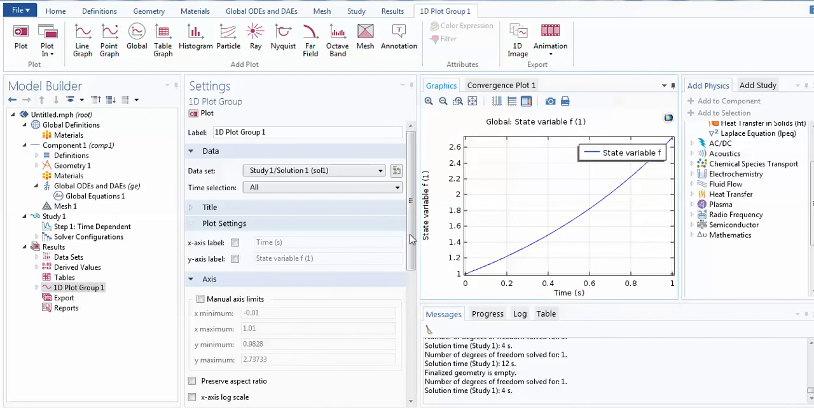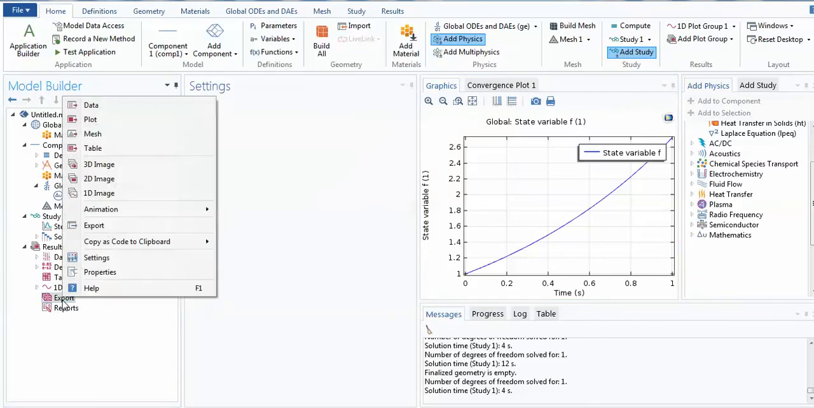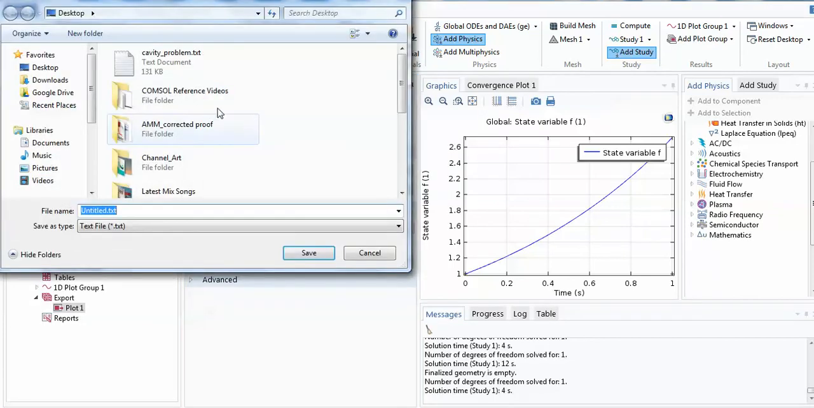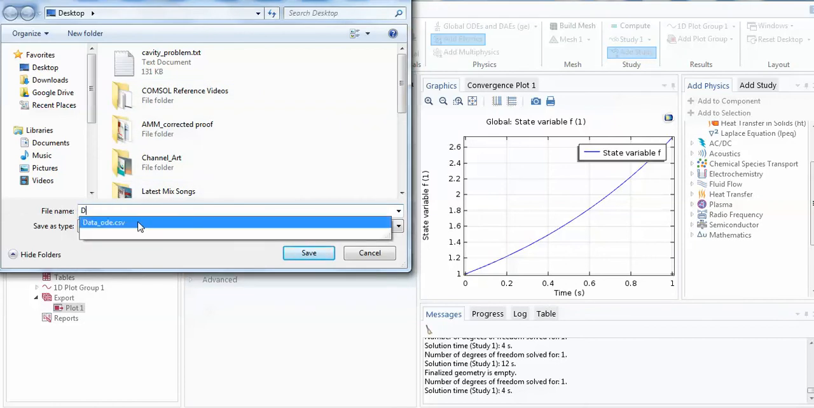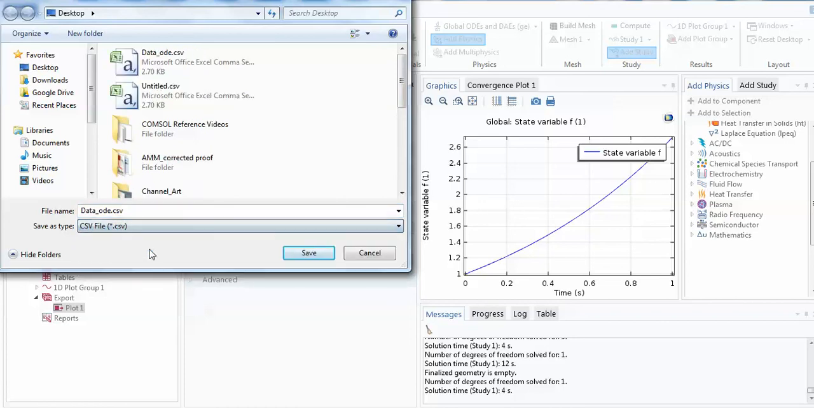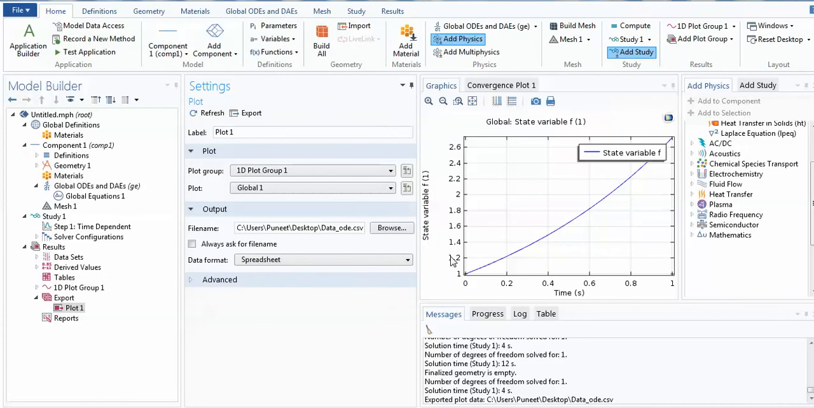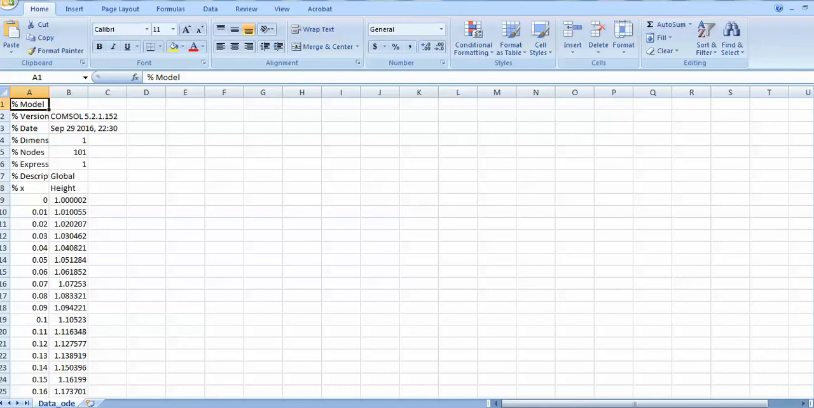The most important thing is, if you don't wish to draw the graphs in Comsol and wish to export them, you can just go to Export, Plot. If you wish to export it, Plot 1, the option is spreadsheet. You just click on export, and you can write any name of your choice. I can use the data_ODE CSV file name, because I can export it as a CSV. I can replace my earlier file, and press export. So your data is exported in the data_ODE file. You can see that this file has been constructed.